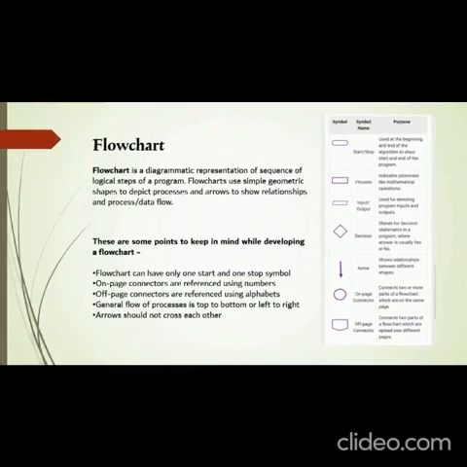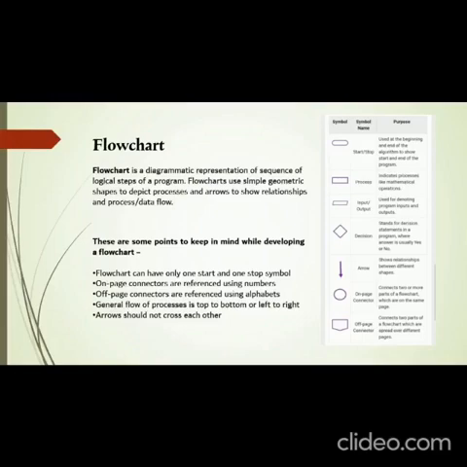Flowchart. A flowchart is a diagrammatic representation of the sequence of logical steps of a program. Flowcharts use simple geometric shapes to depict processes and arrows to show relationships and process or data flow. In a flowchart, we use start and stop symbols, process, input and output, decision, arrow, on-page connector and off-page connector symbols.